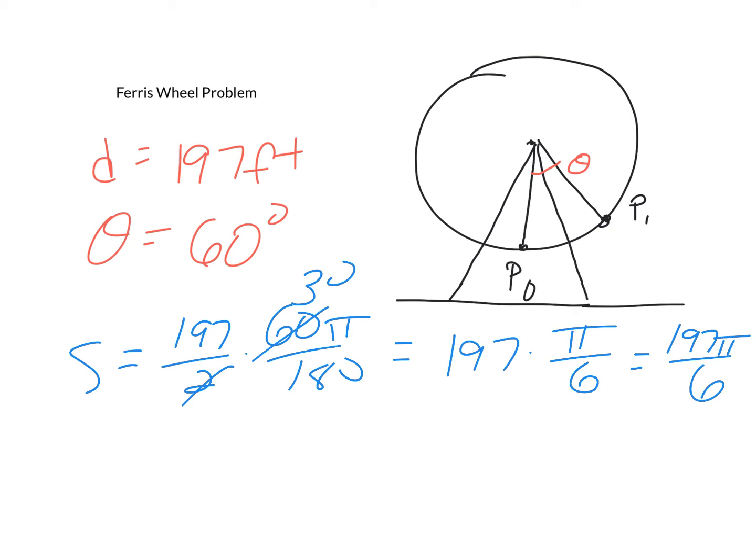If we were trying to approximate how many feet, 197 pi over 6 is a little bit unspecific and hard for us to tell approximately what it is. So in feet, it's going to be approximately 100 feet traveled if we round to the nearest whole foot.